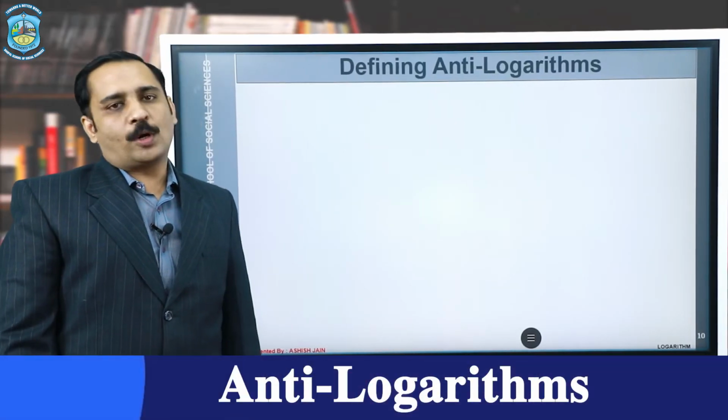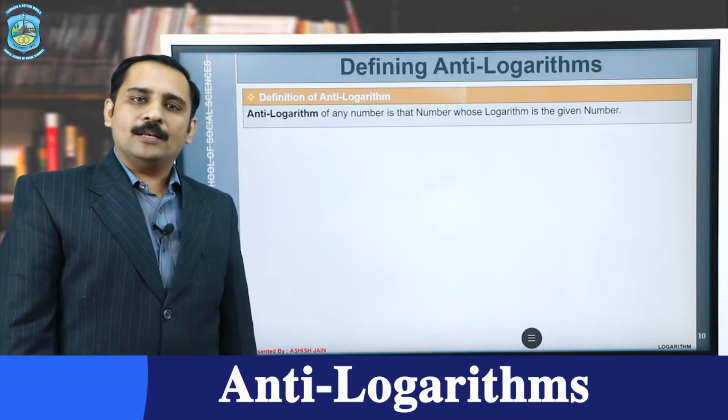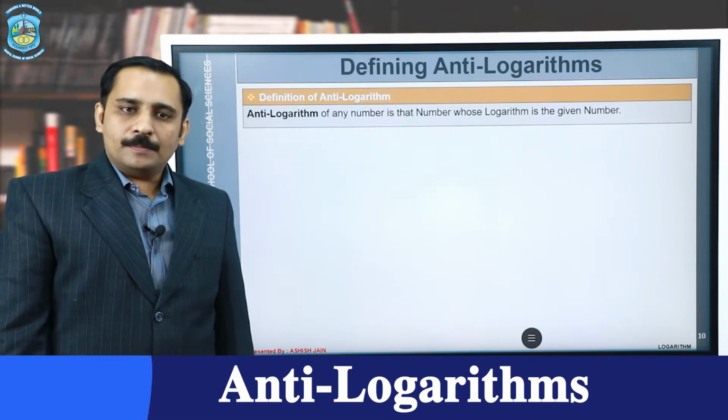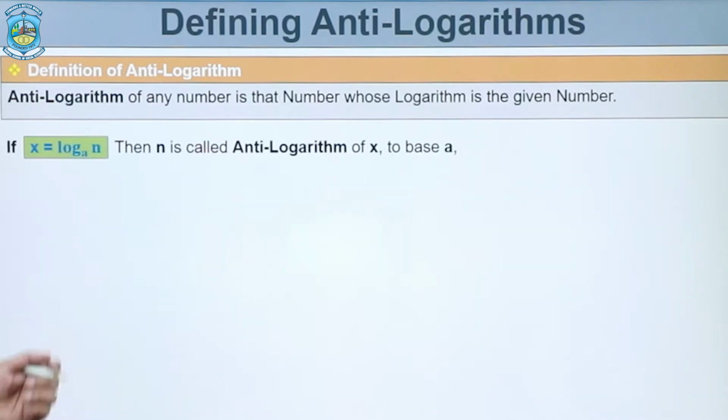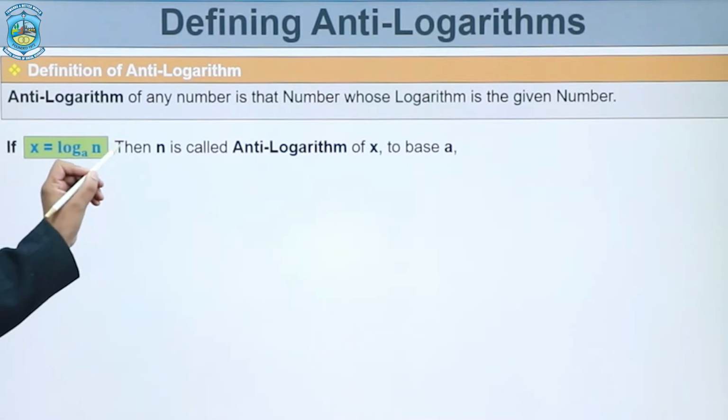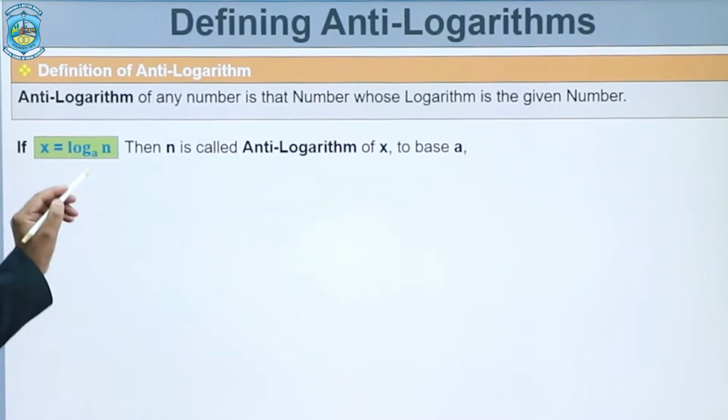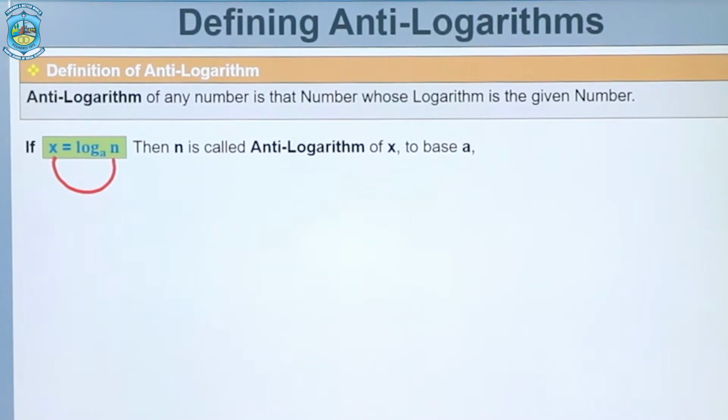Let us now define what is anti-logarithm. Anti-logarithm of any number is that number whose logarithm is the given value or given number. Let us understand this. If we have x is equal to log of n to the base a, this n is called anti-logarithm of x. That means this n value is actually anti-logarithm or opposite of logarithm.